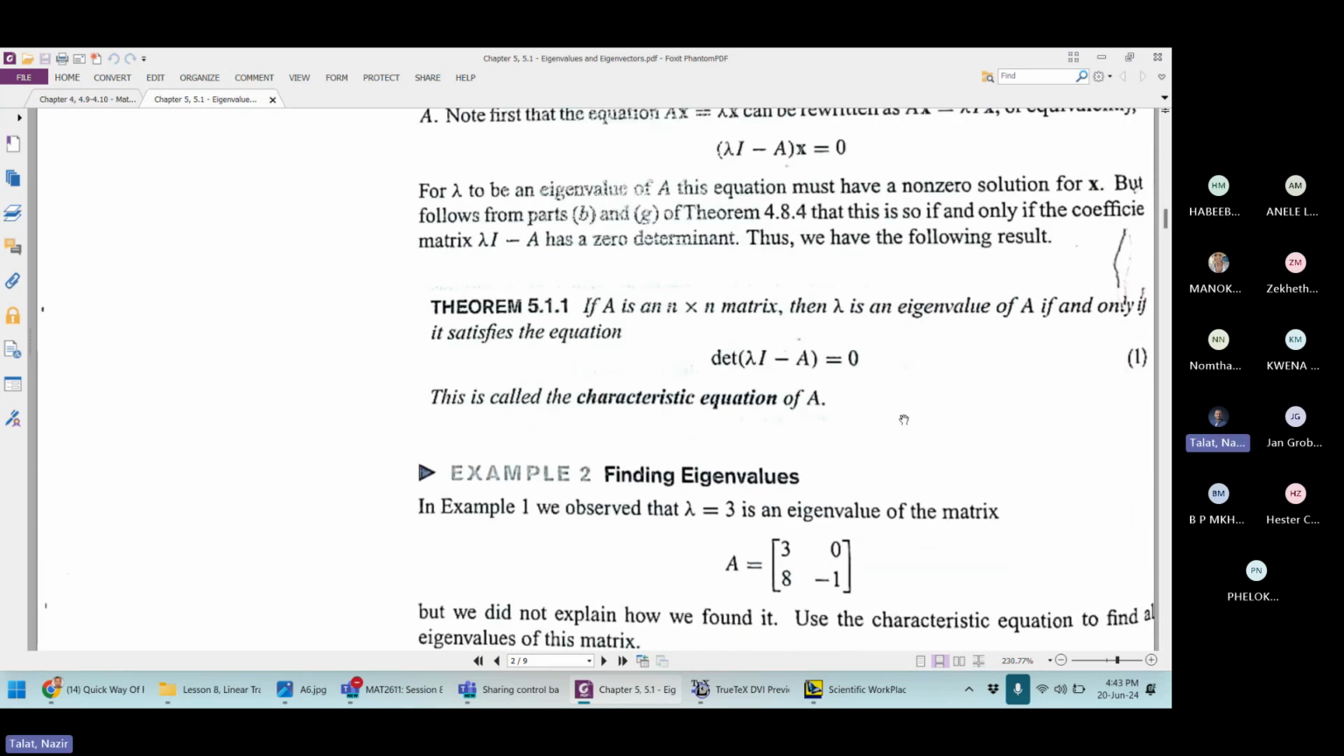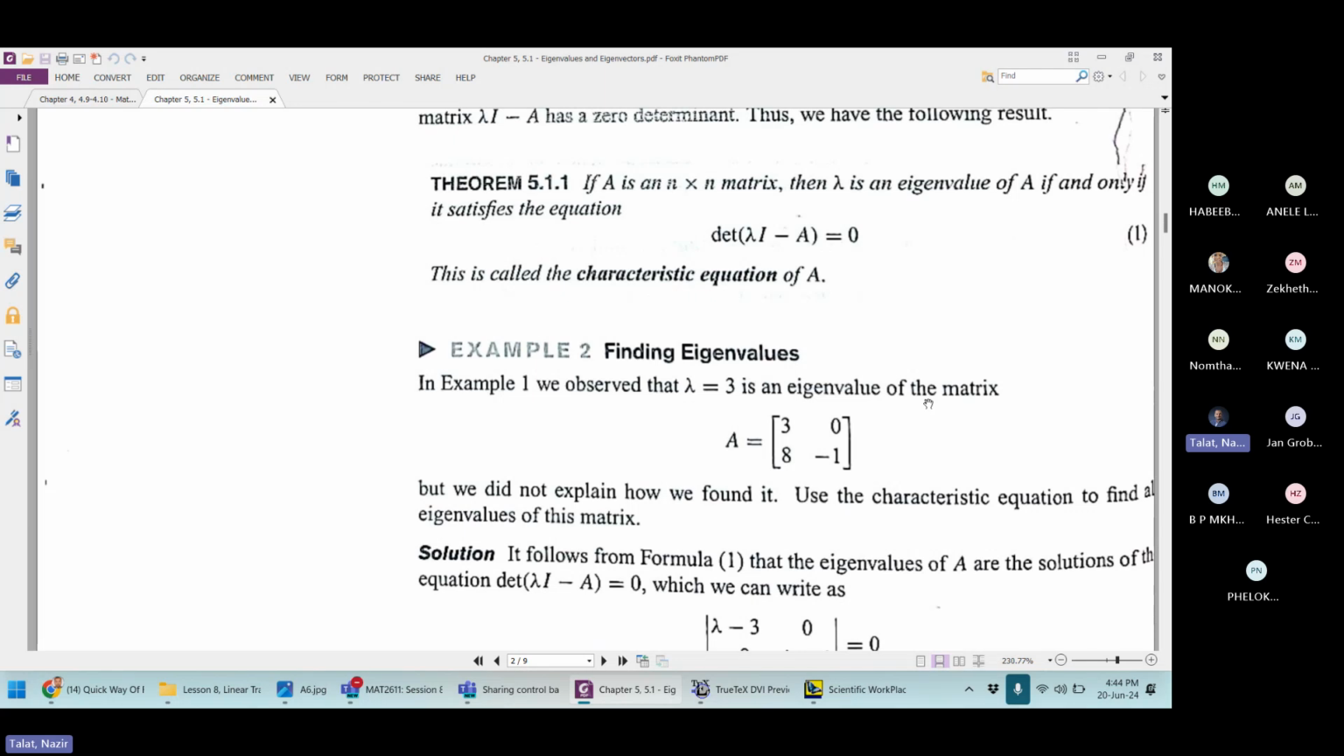Now, this we can find its eigenvalues whenever we take its determinant. Suppose that A is an n cross n matrix, then lambda is an eigenvalue of A if and only if it satisfies the equation that the determinant of lambda I minus A is equal to 0. This is called the characteristic polynomial. Sometimes we denote this equation with p(lambda).